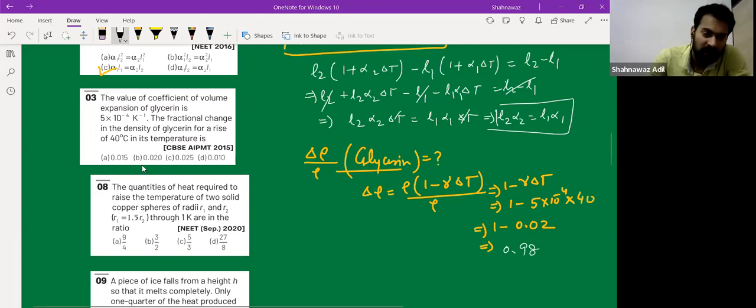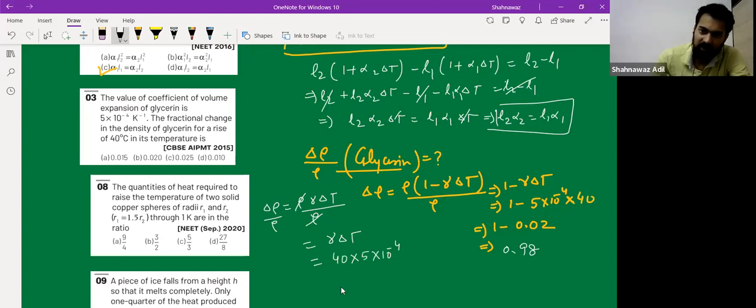B. Okay, B. So the fractional change in the density of glycerin for a rise of 40 degrees. Right. So what did we do wrong here? Delta rho was rho and then gamma and then delta T, right? And then delta rho by rho would be this, right? So this would be gamma and delta T, right? And gamma, we know, this is 40, and this is 5 into 10 to the power minus 4. So this is 0.02. Yes, correct. This is wrong.